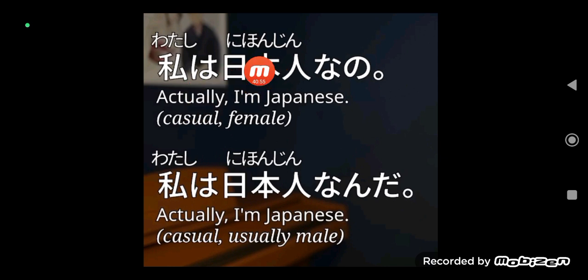Let's consider this example. "Watashi wa nihonjin nano." This is a casual way of speaking and used only by females. The no here is a sentence ending particle, and it is a nominalizer, which we will discuss in our part 2. But male people can say "watashi wa nihonjin nanda." So instead of nano, you use nanoda or nanda. But this no acting as a sentence ender or nominalizer will be discussed in part 2.